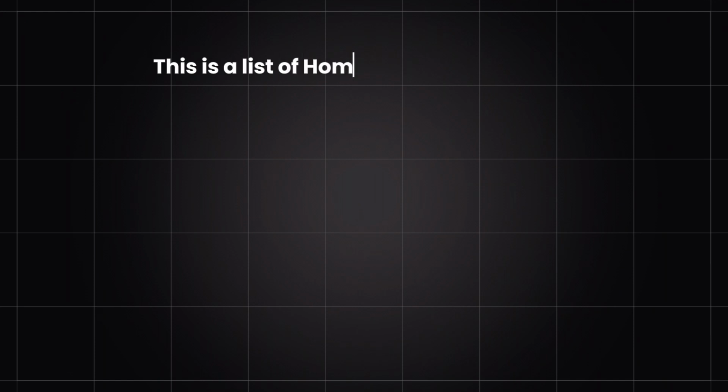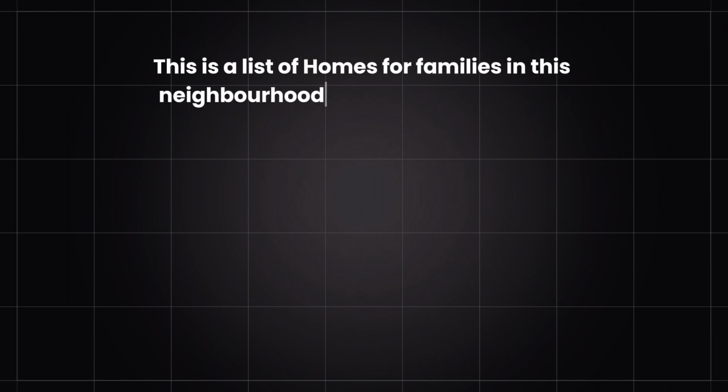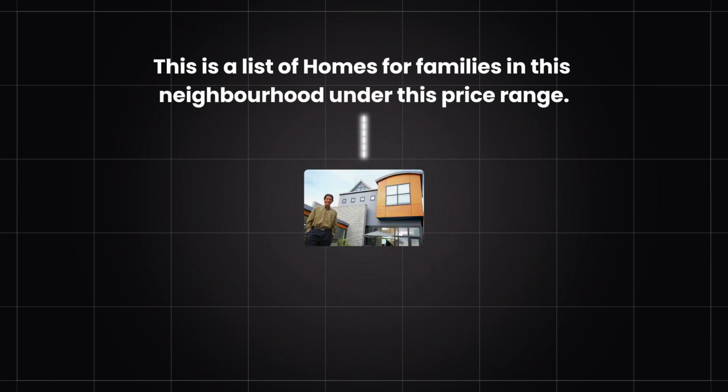This is a list of homes for families in this neighborhood under this price range. You have your photo, it's in front of that neighborhood sign, and it all works together and speaks to that audience. Your photo shows what it is actually about, your headline talks about what it's about, and this is where you get better results because you're not confusing your audience.